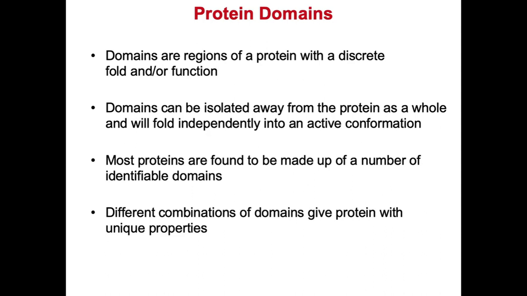Most proteins are made up of a number of identifiable domains, so these are discrete, and we could draw these out. And it's these different combinations of domains that give many proteins their unique properties. So each domain of a protein will have a specific function.